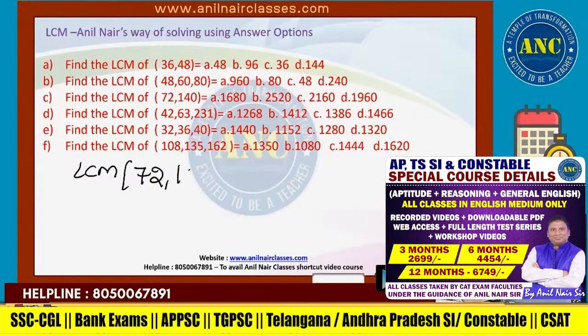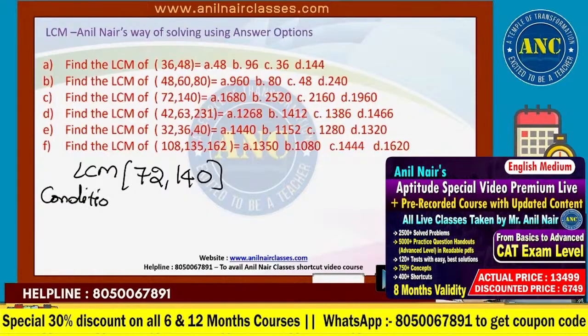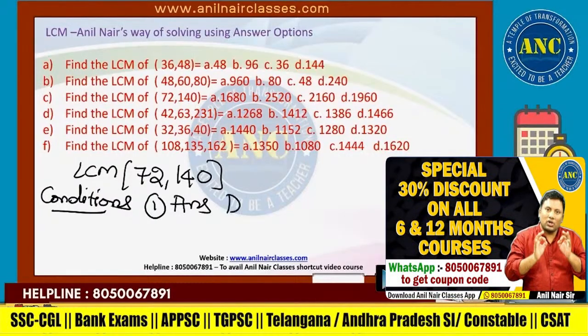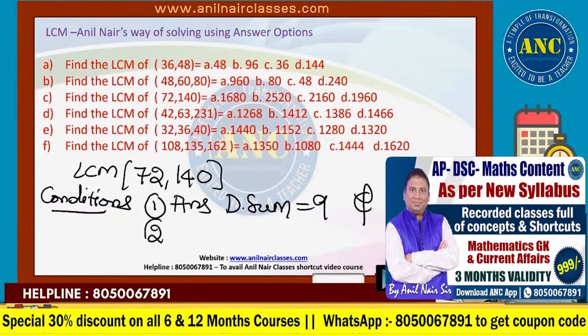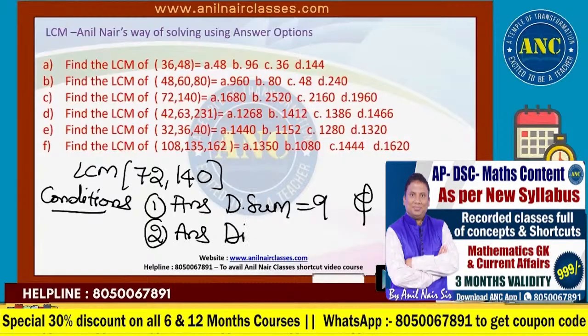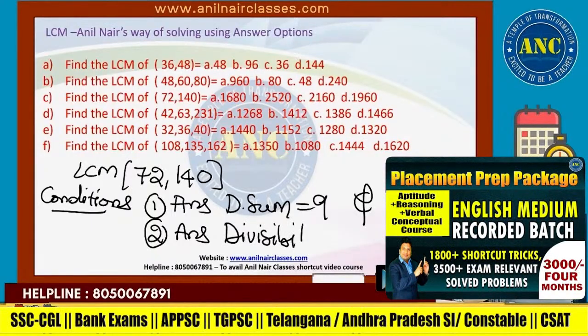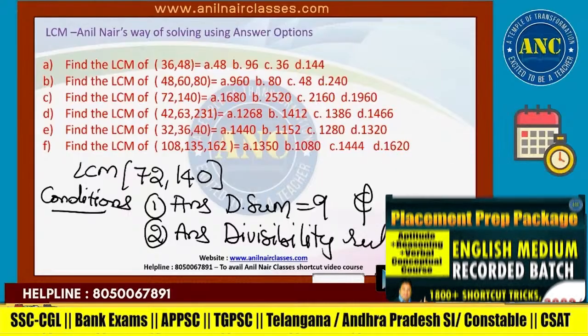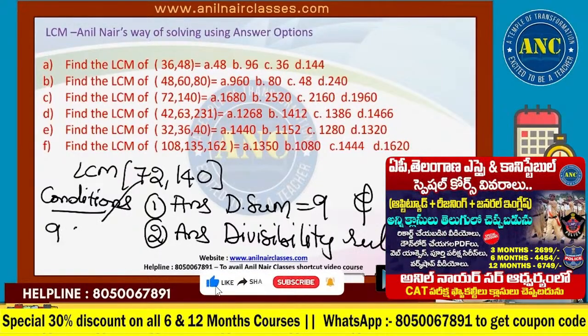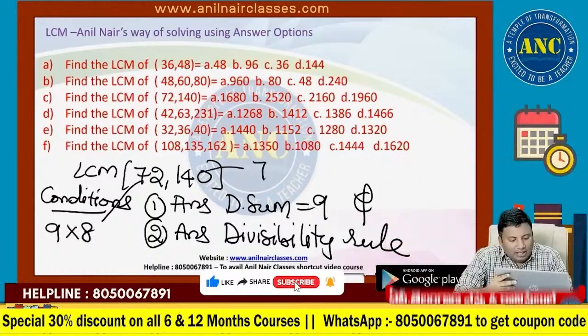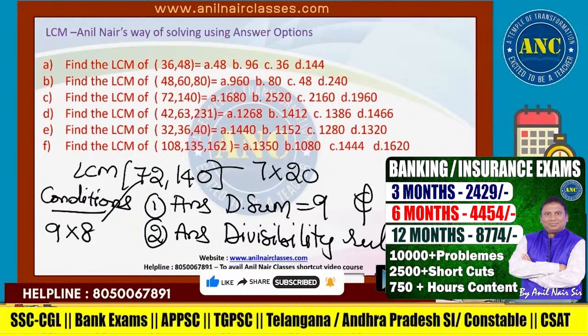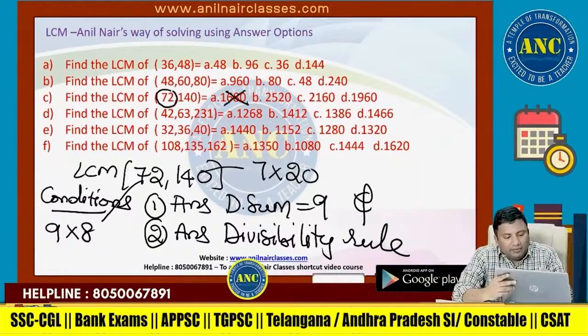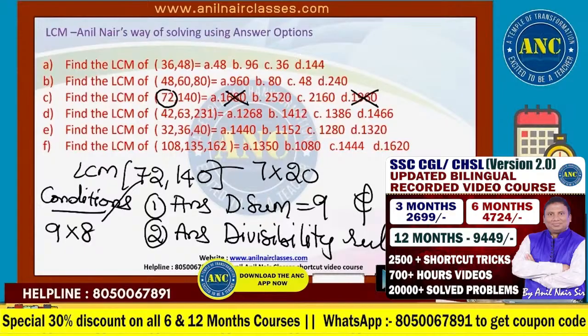LCM of 72 and 140. What are the conditions that it should satisfy? First condition, the answer's digital sum should be 9. Second condition, the answer should satisfy the divisibility rule. 72 is 9 into 8. 140 is 7 into 20. And one option's digital sum is 9. So these both are eliminated.